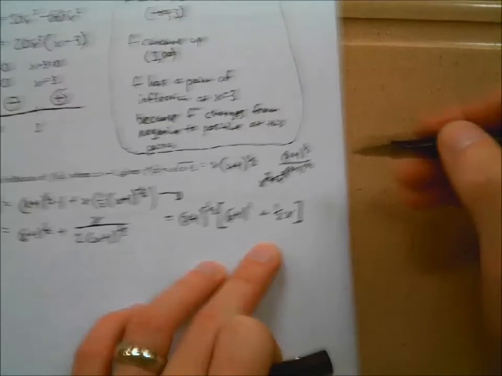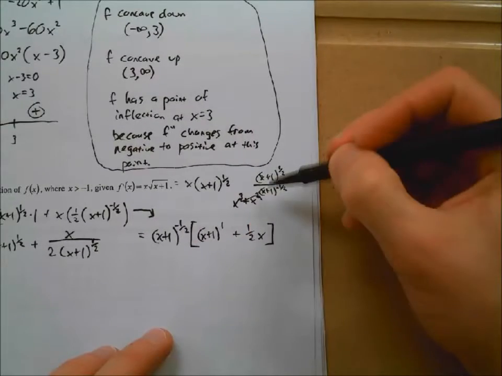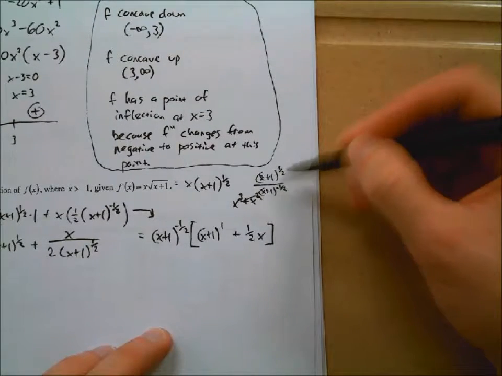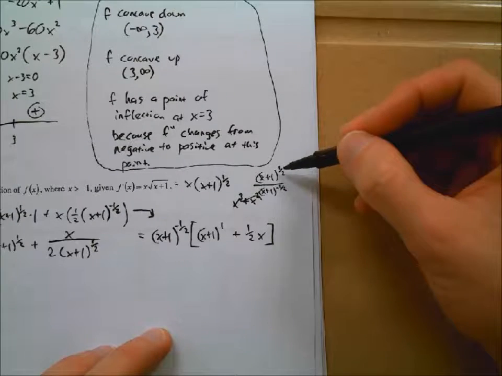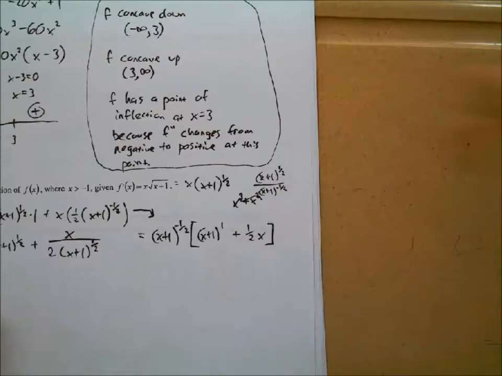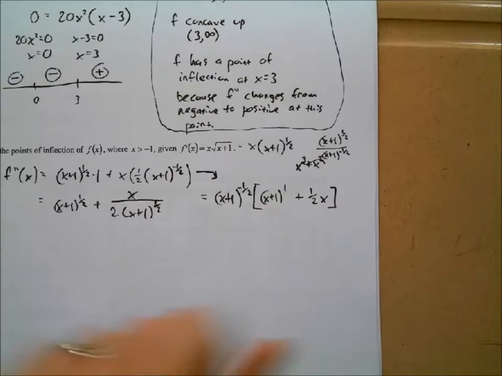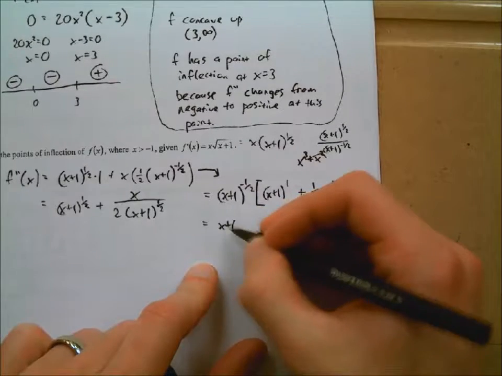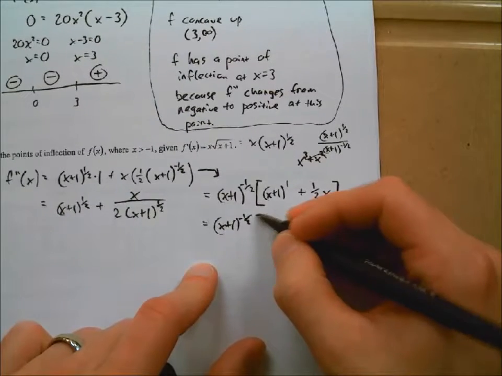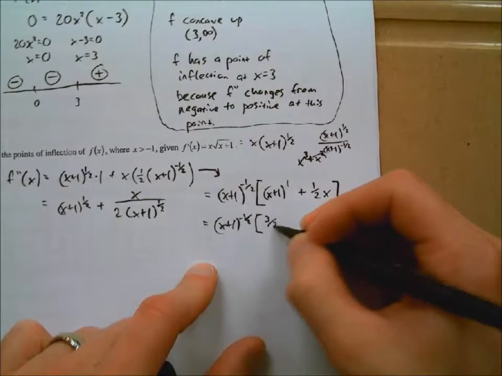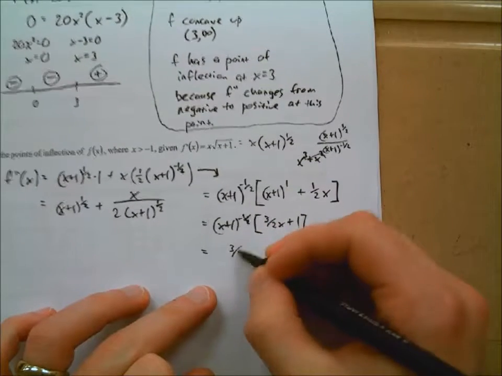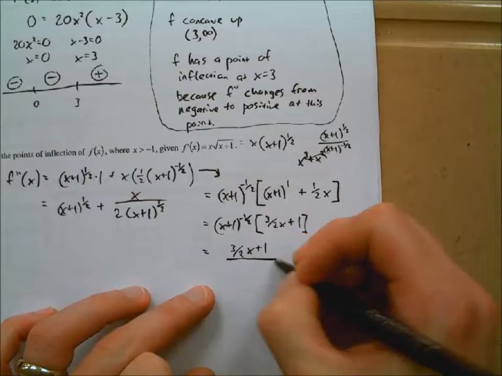How do we simplify exponents when we are dividing? What do you do with your exponents when you have the same base? Subtract. So 1/2 take away negative 1/2 is positive 1. So you're left with x plus 1 to the 1. All right, which then, if we simplify this, becomes x plus 1 to the negative 1/2 here. X plus 1 plus 1/2 x leaves us then with 3/2 x plus 1 there. And now I can rewrite this as 3 over 2, times x plus 1, all over x plus 1 to the 1/2.